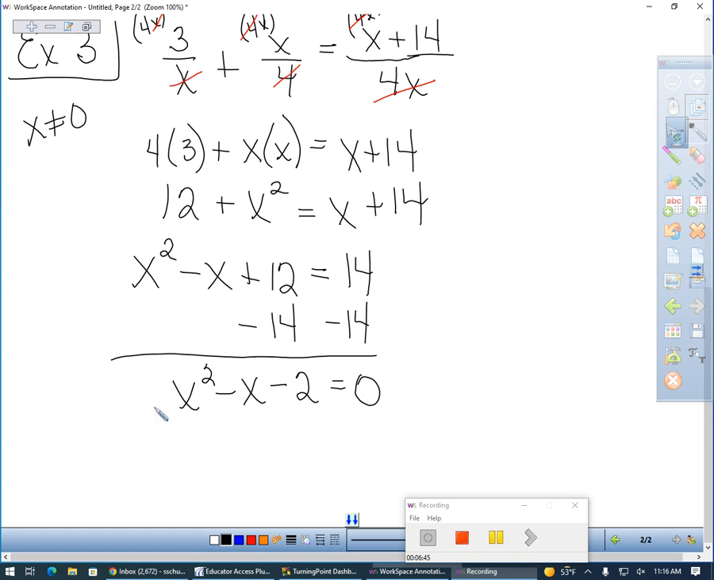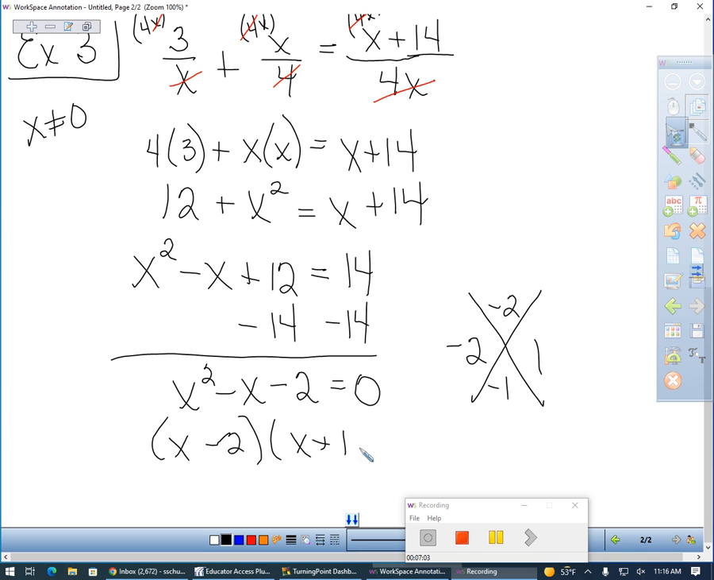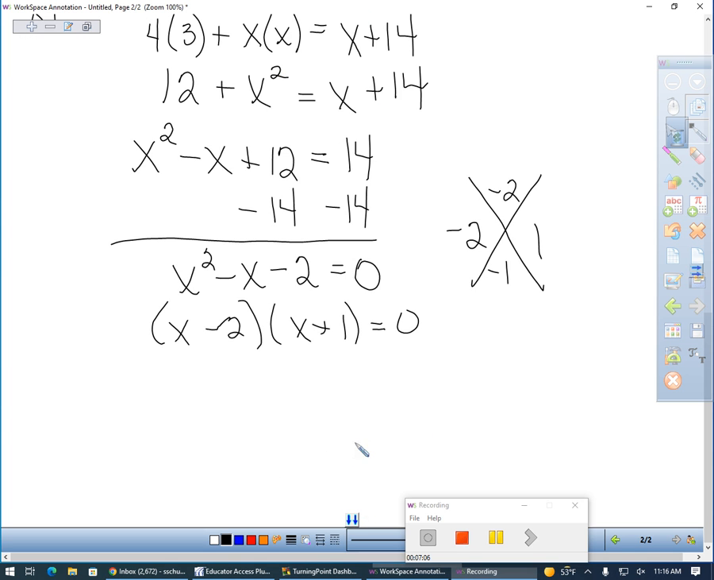Now I can factor this, or I could do the quadratic formula. Factoring it, I'm going to go ahead and draw my x. Negative 2 on top, negative 1 on the bottom is negative 2 and 1. So I have x minus 2 times x plus 1 equals 0. Now when I factor it, I set any factors equal to 0. So x minus 2 equals 0, or x equals 2. And I have x plus 1 equals 0, or in this case, x equals negative 1. Now neither of those were restrictions, so in this case, both answers work.